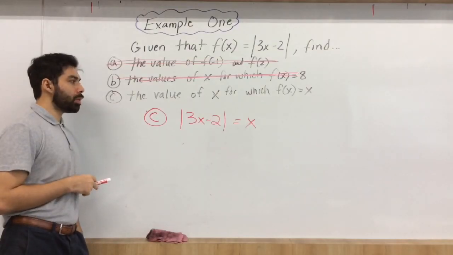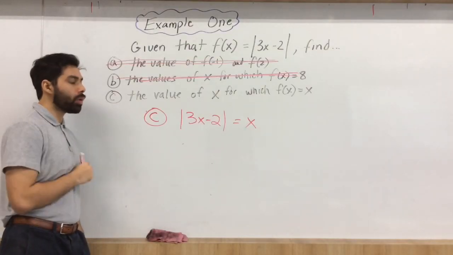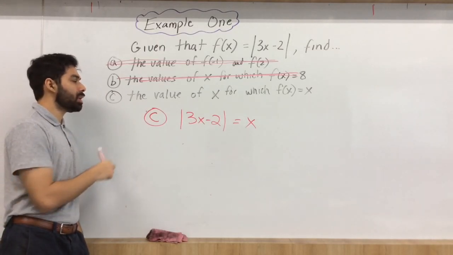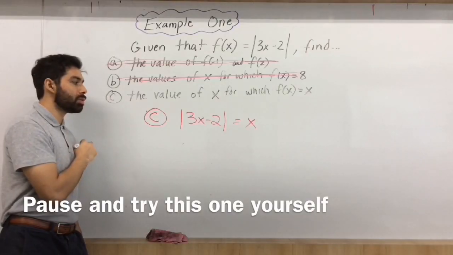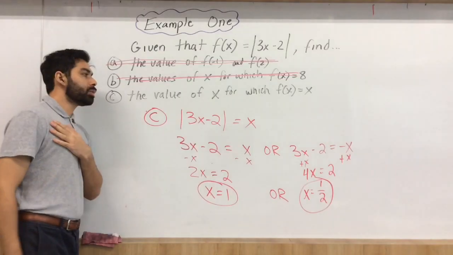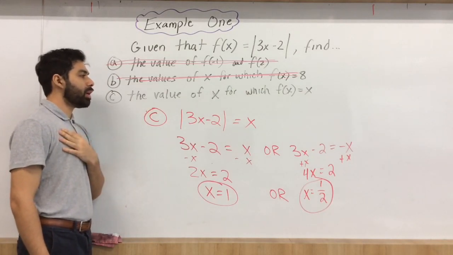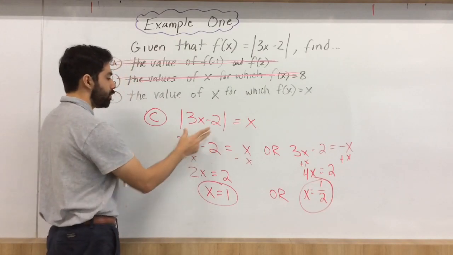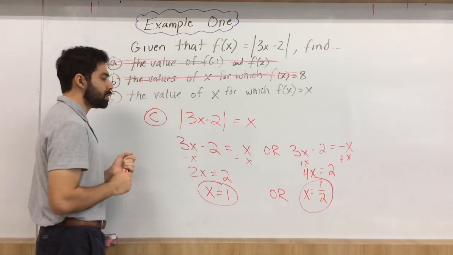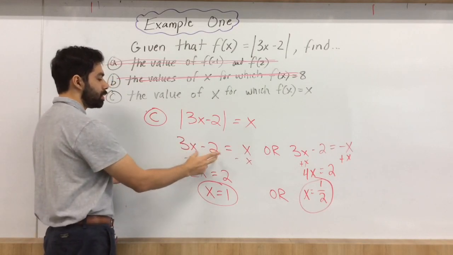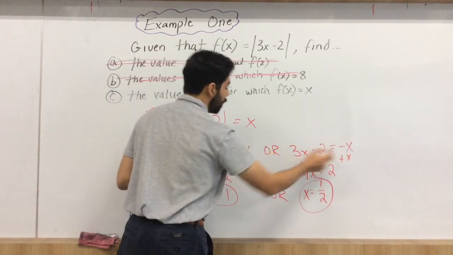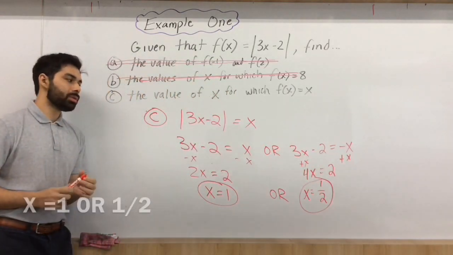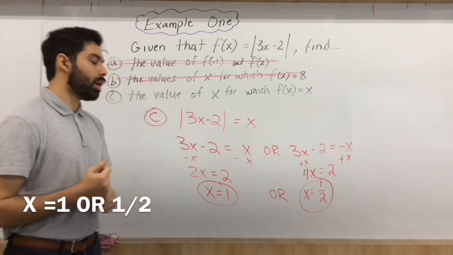Okay, I'll give you a moment to try out C, so you can go ahead and pause the video and try out C by implementing the same concept we implemented for B. Okay, so you should have two answers. All right, so for C, find the values of x for which f of x is equal to x. I've set it up equal to x. Again, the absolute value happens to be by itself. So I go ahead and split it up into positive x and negative x, and go ahead and solve for both those values. You end up getting x is equal to 1 and x is equal to 1/2.